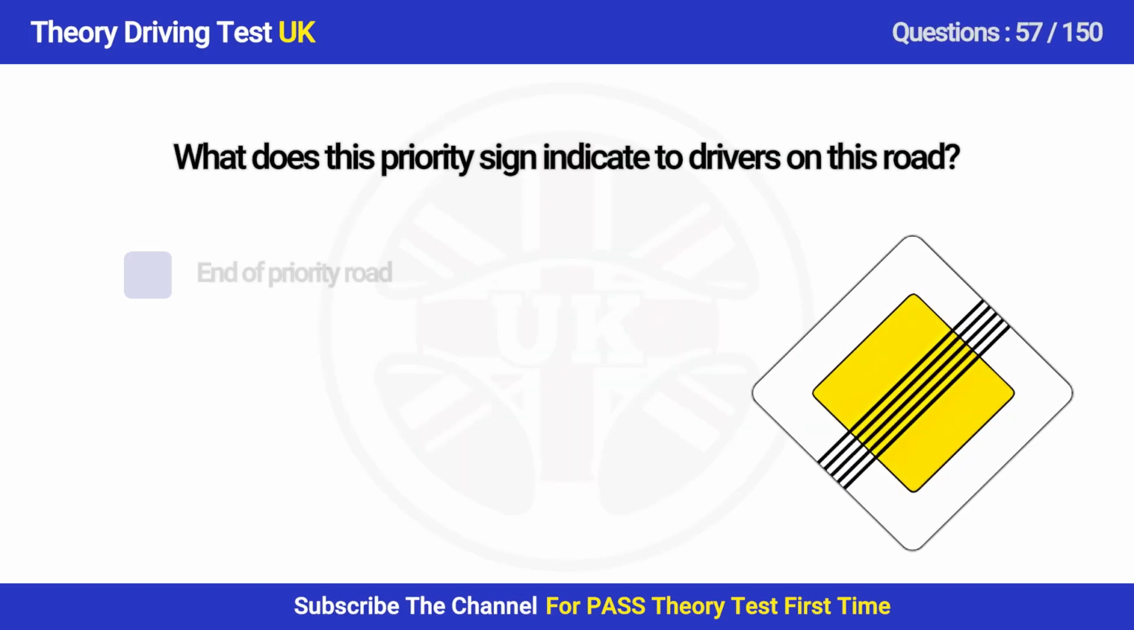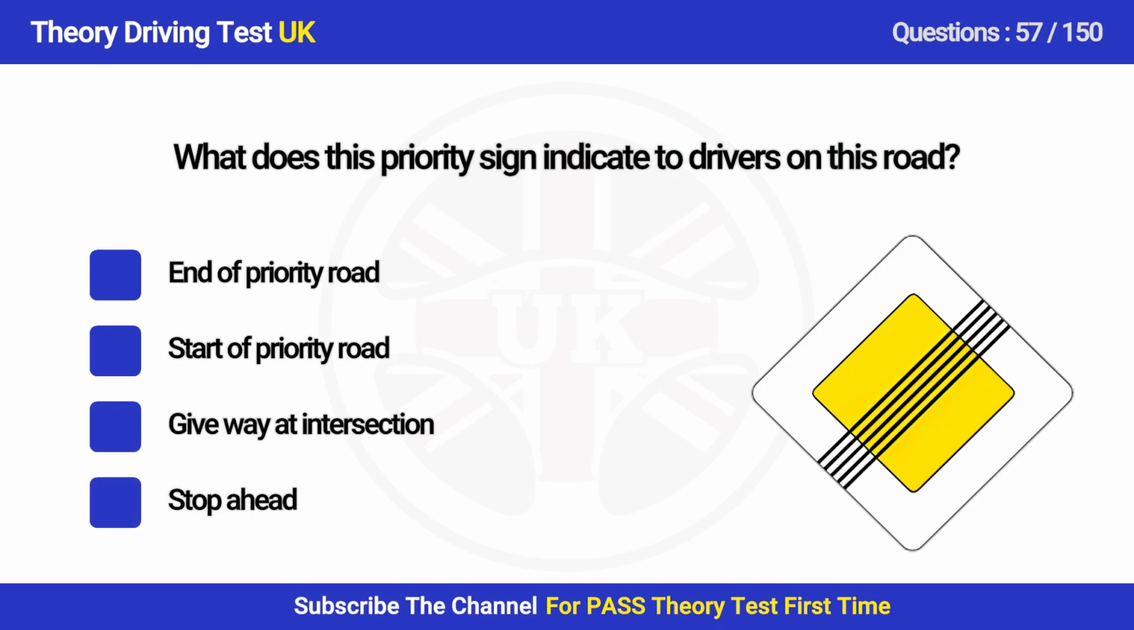Question 57. What does this priority sign indicate to drivers on this road? A, end of priority road. B, start of priority road. C, give way at intersection. D, stop ahead.